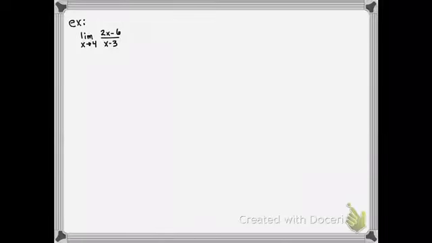And so we could create a table. You can set up a table on your calculator and look at what happens at 3.97, at 3.98, at 3.99, and look for the pattern. Or you can just try plugging in 4, which is what we're going to do. We're not going to bother with that table, with that pattern.